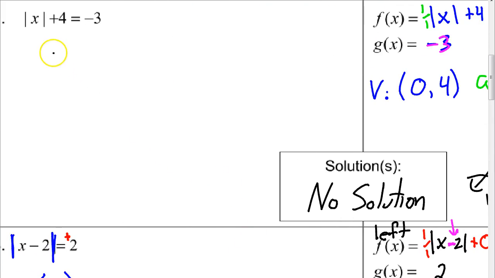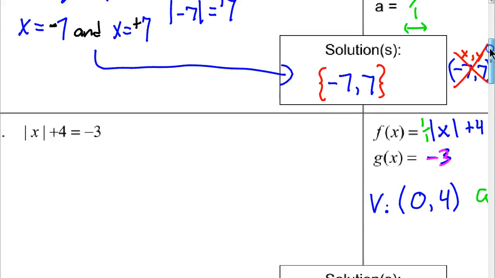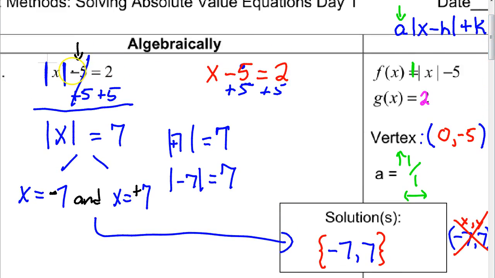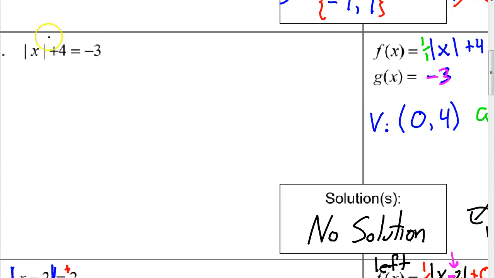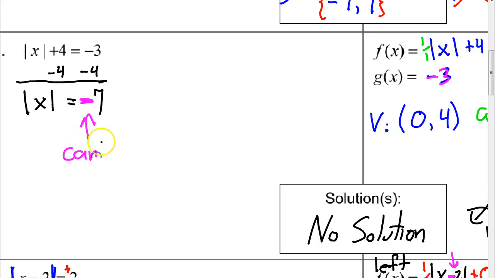Now, how does that look algebraically? So remember we had a -5 on the outside, so we added 5. So same idea. We have a +4 on the outside, so we're going to do the opposite of subtracting 4. Now here's the problem. It comes down to the absolute value of what number equals -7. So what number can you take the absolute value of and get a -7? And the answer to that is impossible. You can't take the absolute value of a negative.